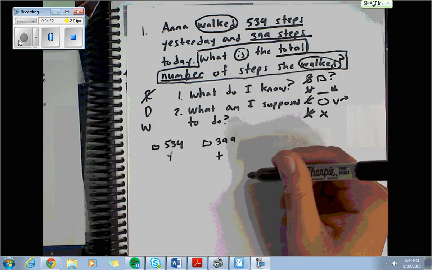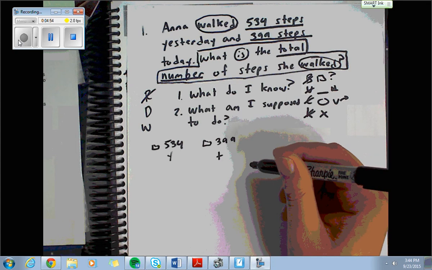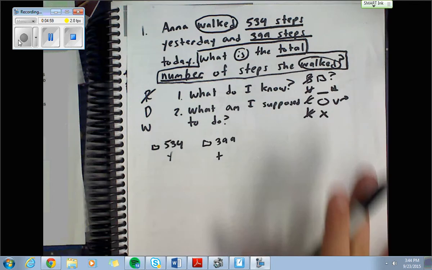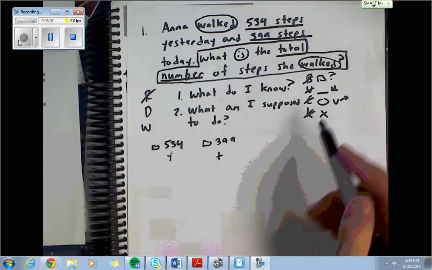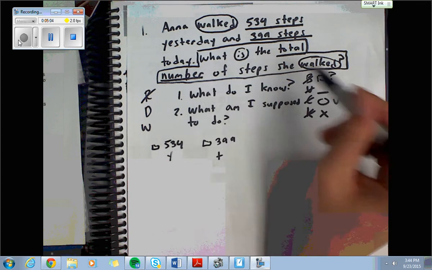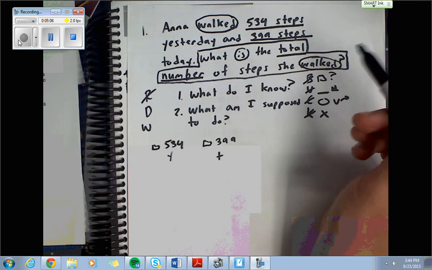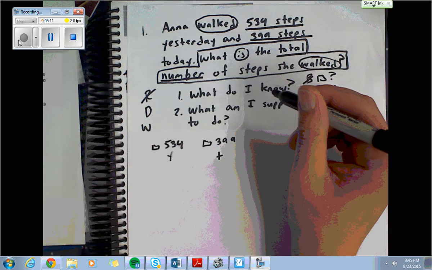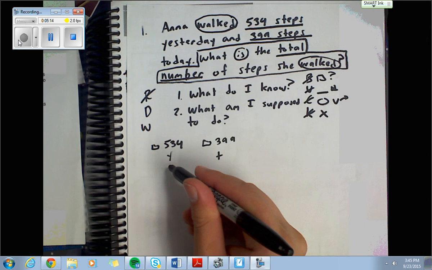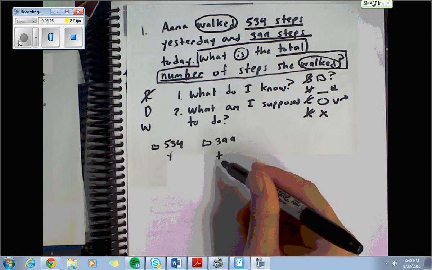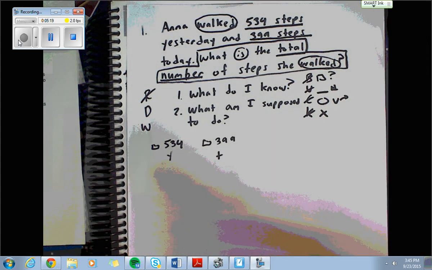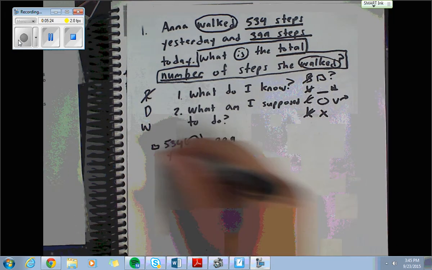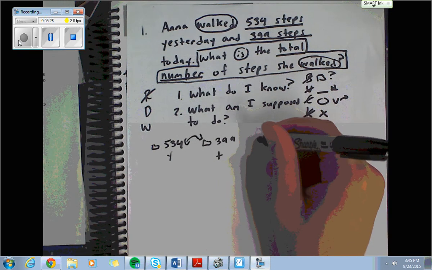All right. Second question is important because it tells you what kind of operation or mathematics to apply. So what am I supposed to do? So for that question, you'll look to the question in the problem itself. So what is the total number of steps she walked? Okay, what am I supposed to do? Well, I want to find a total number of steps she walked. So total means like, I walked this many yesterday, I walked this many today. How many steps did I walk in total? So it looks like I'm going to go ahead and combine these two values together. So when you combine and put together, that would be addition.